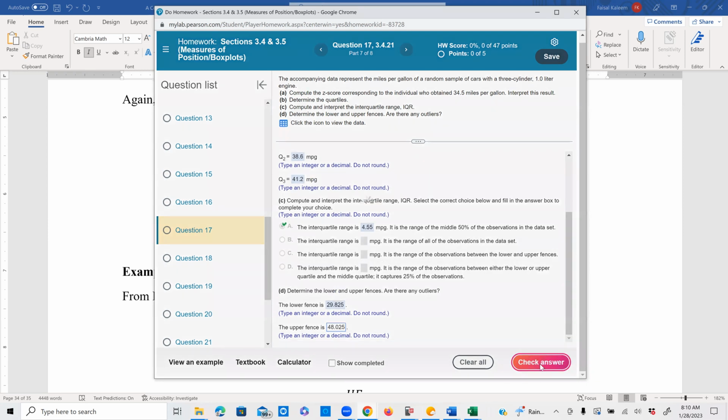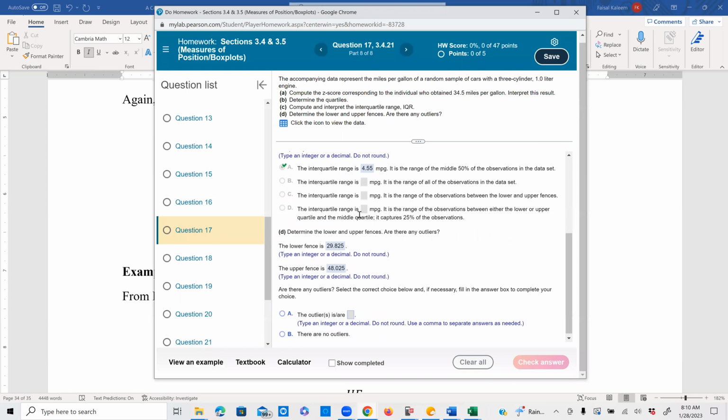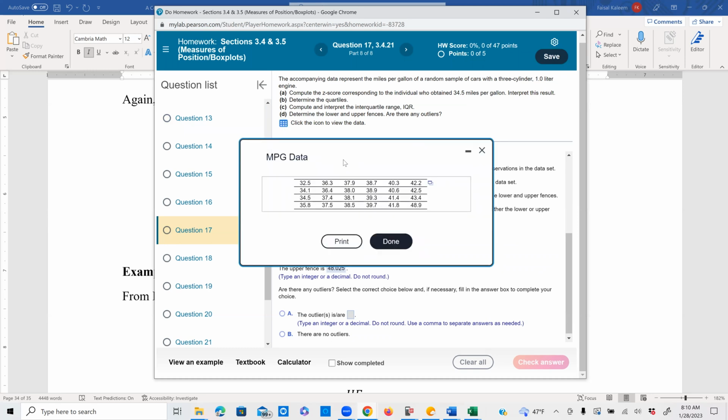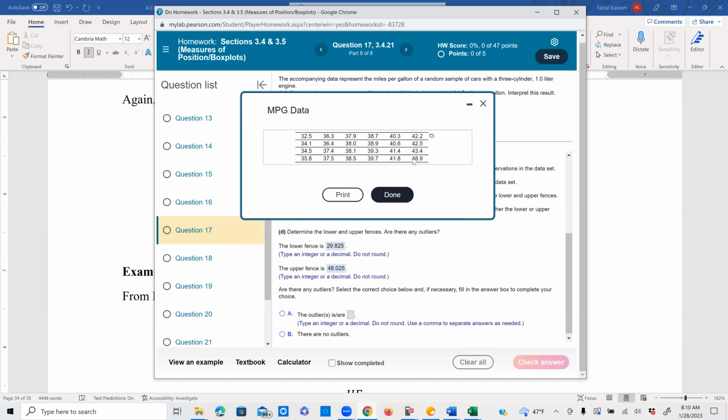And then they ask, are there any outliers? Now, outliers are those values in the data that are outside this range of the lower fence and the upper fence. So anything less than 29.825 or bigger than 48.025 will be an outlier. And so we see here that 48.9 is the only value that is outside of this interval from 29.825 to 48.025. So 48.9 is the only outlier.